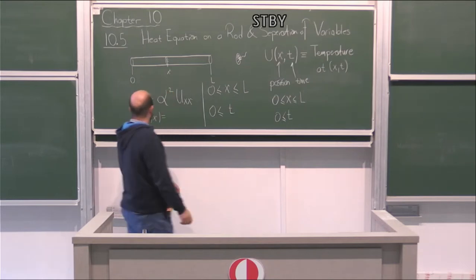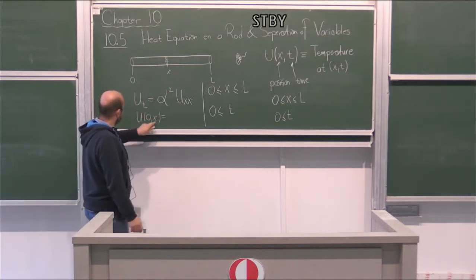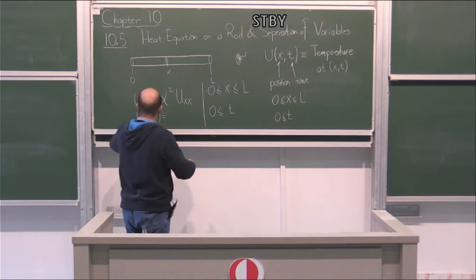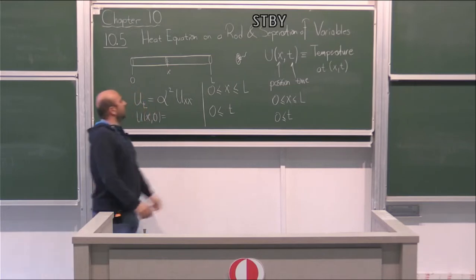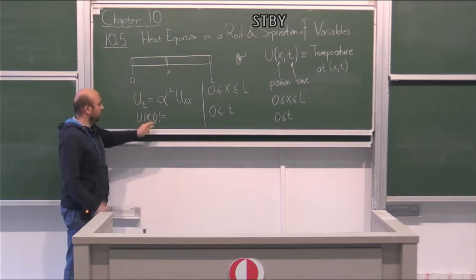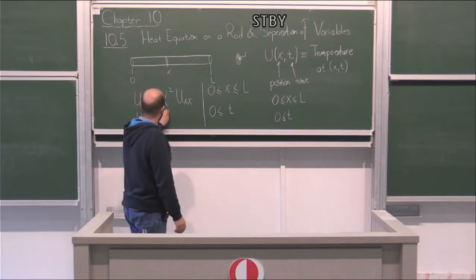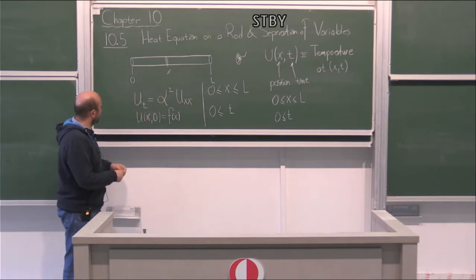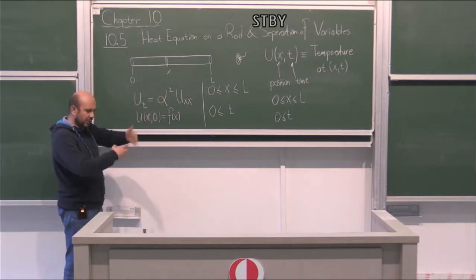Okay. So at position x, let me just go with the same order. So at position x, at time 0, I know the initial temperature. So it will be just a function of one variable. So let's say this is f of x. This is what I know. Furthermore, I should know what's going to happen after this.